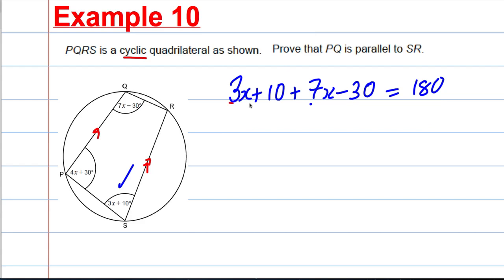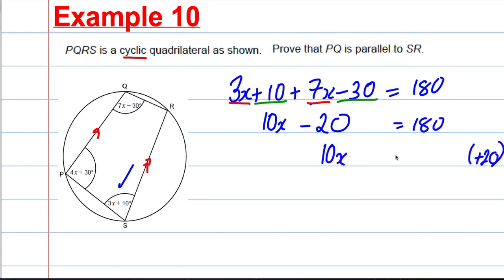How many x's do we have? 3 and 7, which is 10x. The numbers, we've got 10, take away 30 is subtract 20 is 180. Let's add 20 to both sides. 10x is equal to 200. Let's divide both sides by 10. X is therefore equal to 20 degrees.